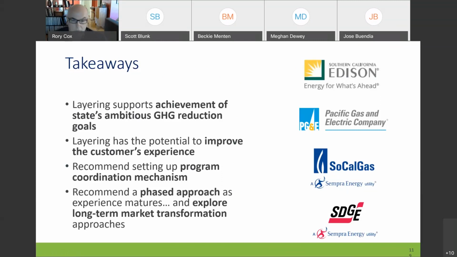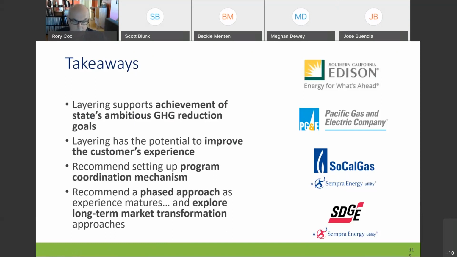So that they can push this type of equipment in the marketplace. But at the same time, we have to make sure that the program coordination mechanism makes sense for all of us and makes sense for the CPUC. And we really do think this phased approach, taking it slowly and doing it right, setting it up right from the beginning, will really help us then bridge that gap and go quickly as we move forward.